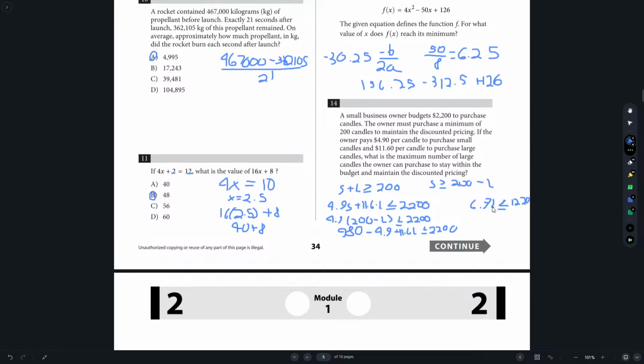So 1,200 divided by 6.7 is 182. That means at most she can buy 182 large candles. She would have to buy 18 small candles. To see if this makes sense, let's multiply 182 by 11.6. That's 2,111. So she would have to spend the remaining 88.8 on the small candles, and that makes sense.